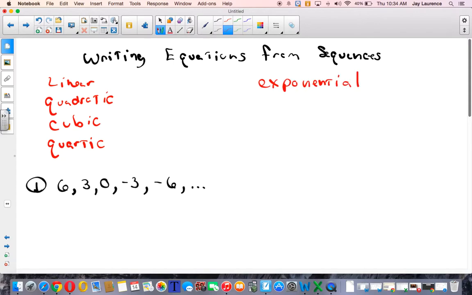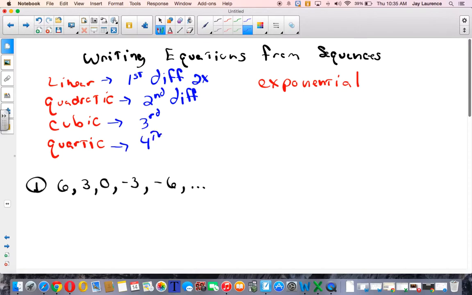Now, it's all about the differences. Remember, linear is when the first difference is constant. When it's like plus 2, plus 2, plus 2, you're going to take that 2x and then try to manipulate that into a function that matches the data. Quadratic, it's all about the second difference. When the second difference is the same, then you're going to have some kind of quadratic system going on. Cubic is when the third difference is the same, and then quartic is the fourth difference.